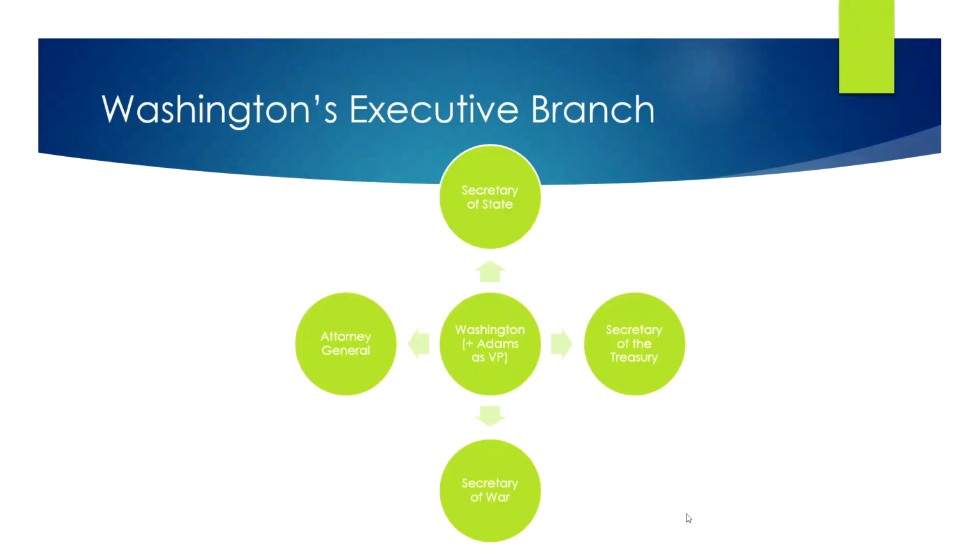Washington, our first president, his executive branch had four departments: Secretary of State, Secretary of Treasury, Secretary of War, and then the Attorney General. The largest department, and this was something that was managed by the Secretary of the Treasury, was the post office. That was the biggest agency that the executive branch dealt with.